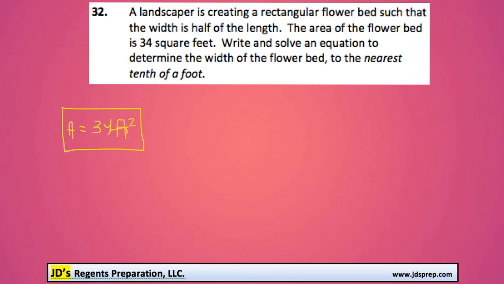and the width is half the length. So we'll have the length here and the width, which is half of the length, so 1/2 of L. And we need to write and solve an equation to determine the width of the flower bed to the nearest tenth of a foot. Well, of course, the area is length times width, and obviously we want it in terms of just one variable. So I'm going to write W in terms of L.